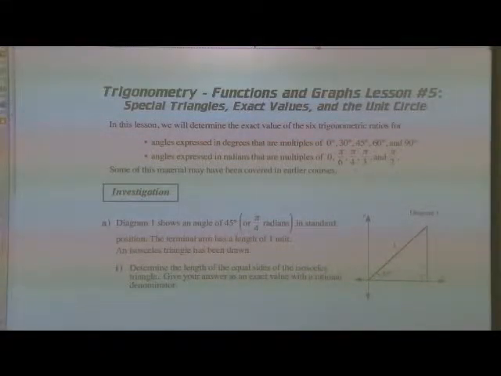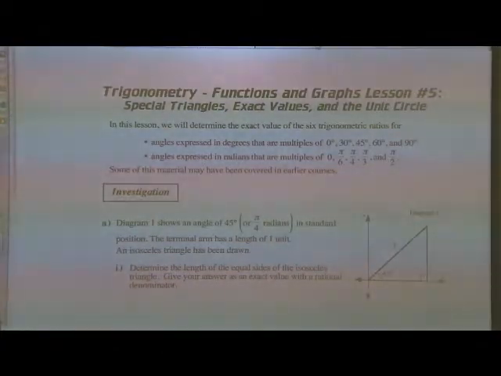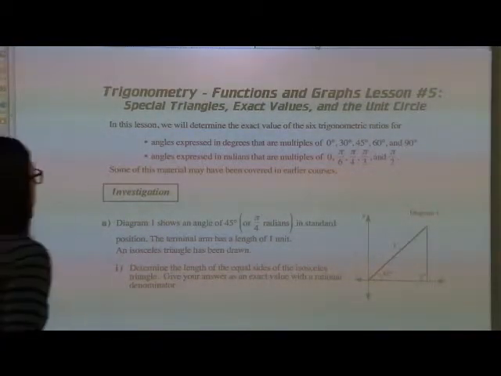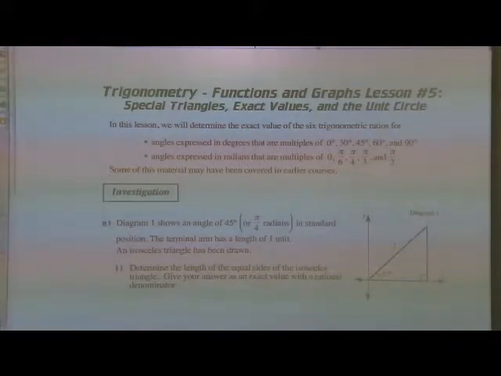Special triangles. This is a clutch lesson in that we look at exact values of some specific type triangles that tend to be repeated over and over and over again. So we're going to start off with a 45, 45, 90 degree angle.